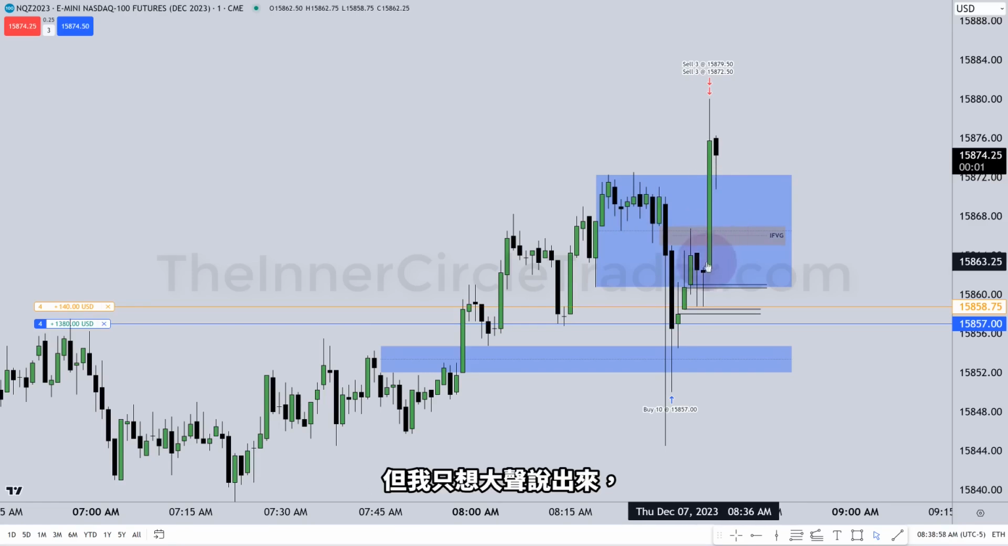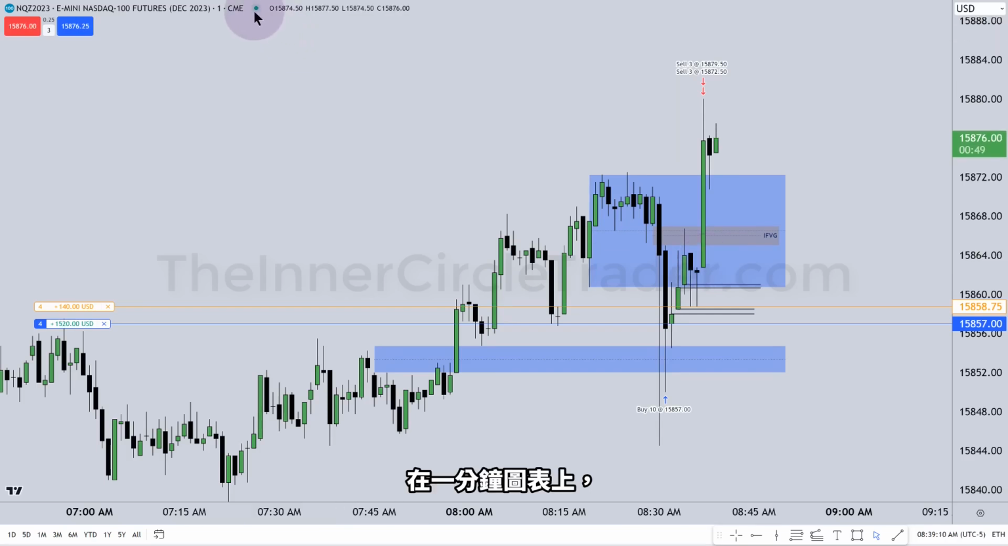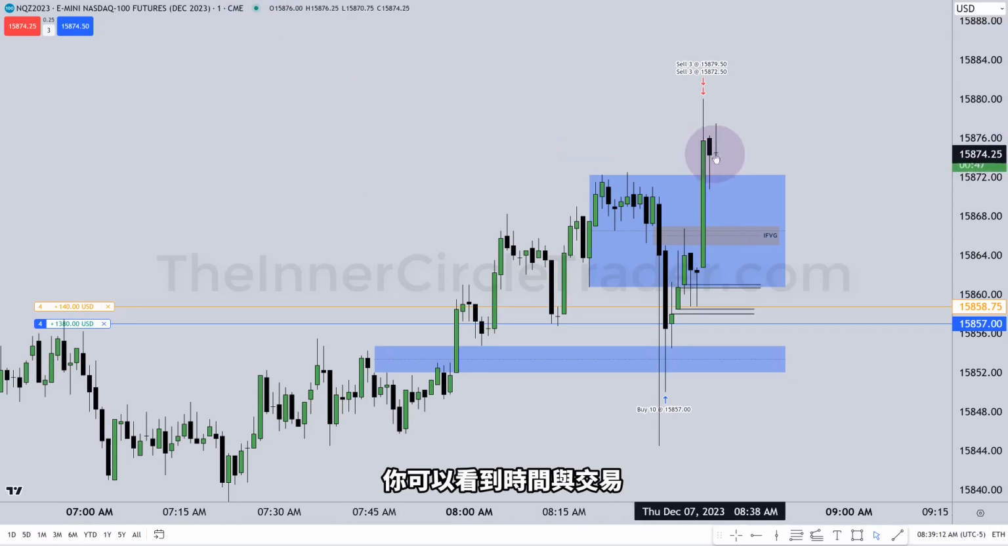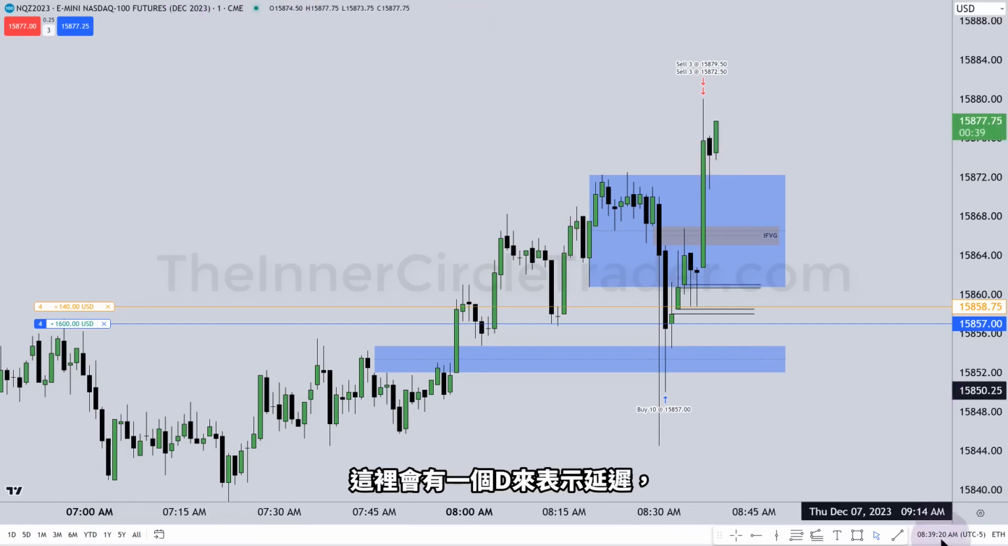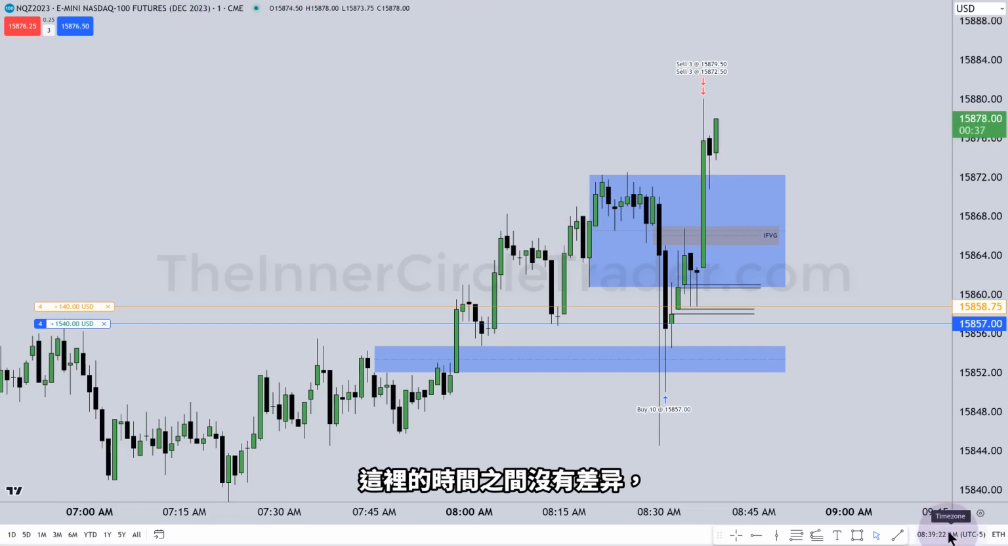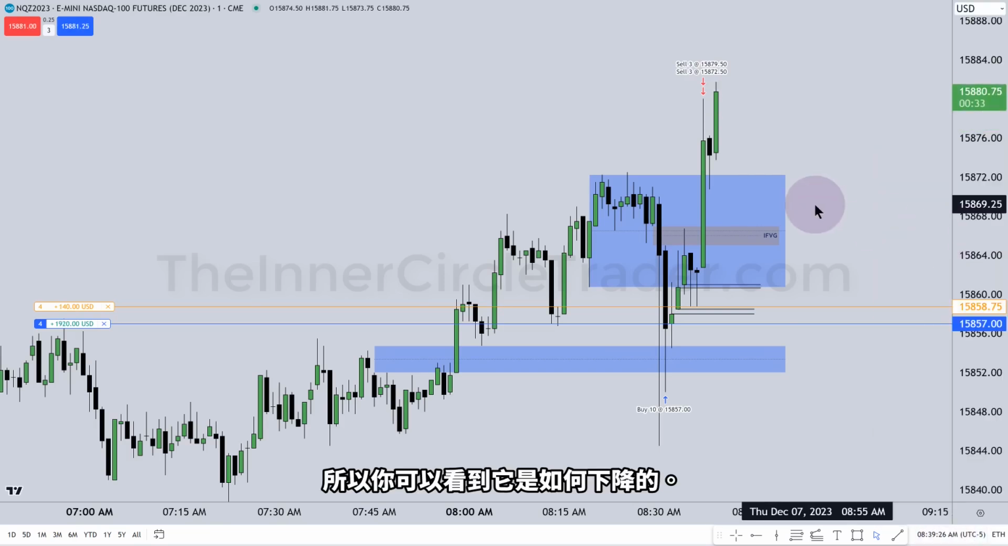And if it does it, I'll explain it to you in greater detail, but I just want to say it audibly now because I don't have time to make all these decisions, because right now we're in a live execution, so this is not Market Replay. The market is open. It's on a 1-minute chart. You can see that the time matches in the lower right-hand corner of TradingView. If you have delayed data, there would be a D up here for delay, and there's no discrepancy between the time down here, which is always in New York format.